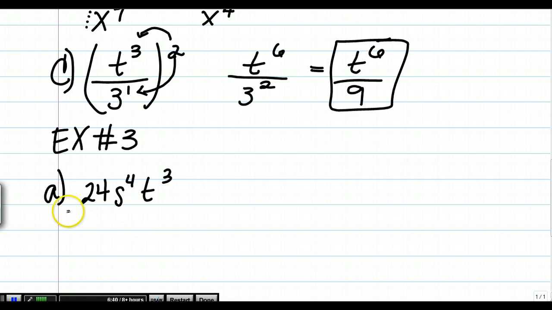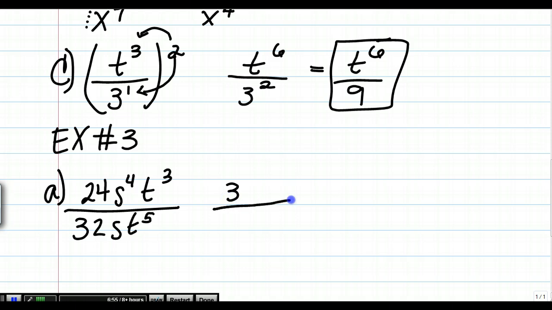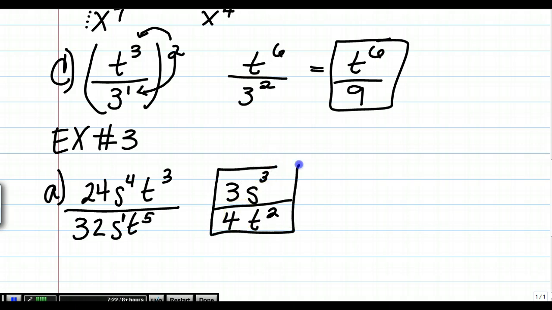24s to the 4th t to the 3rd divided by 32s t to the 5th. We're going to look at the numbers first and ask, what goes into 24 and 32? So this reduces down to 3/4. And then we look at the s's. 4, and this is an imaginary 1, so 4 minus 1 is 3. 5 minus 3 is 2. And again, I'm keeping it with the bigger numbers where the base stays. And this is fully simplified, so this is your answer for A.